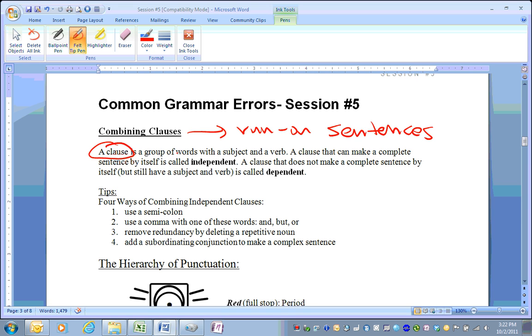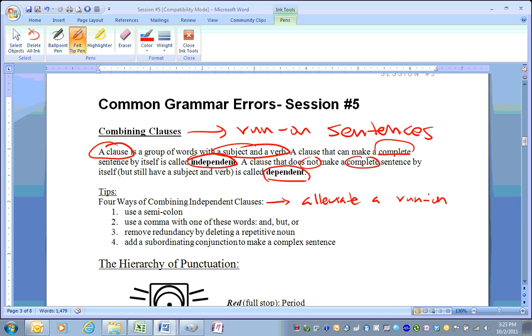A clause is simply a phrase that has a subject and a verb. If it's a complete sentence, we call it an independent clause. If it's not a complete sentence, then it's dependent. Typically, when we see two independent clauses in the same sentence, that's when you have a run-on. So, four ways to combine independent clauses, to alleviate a run-on.